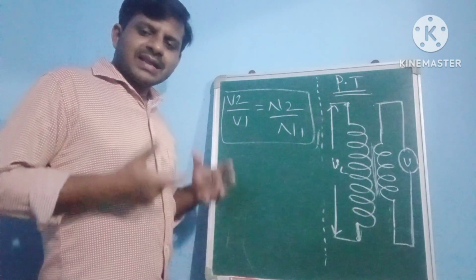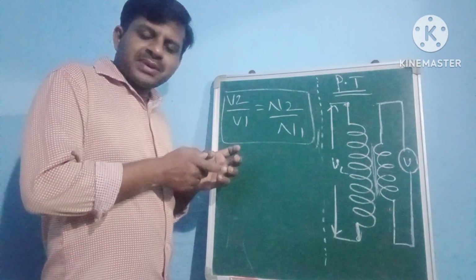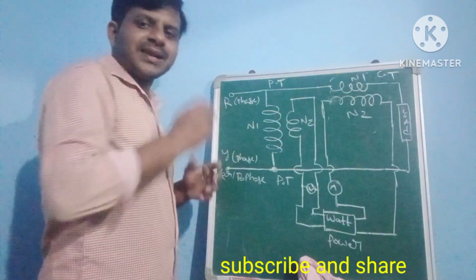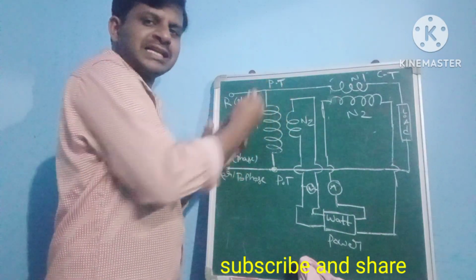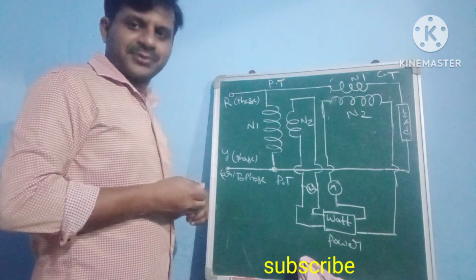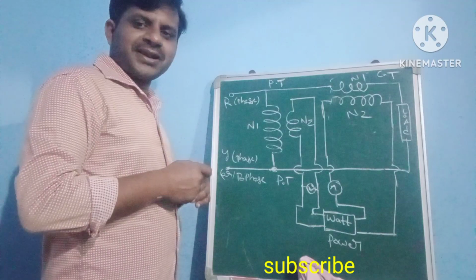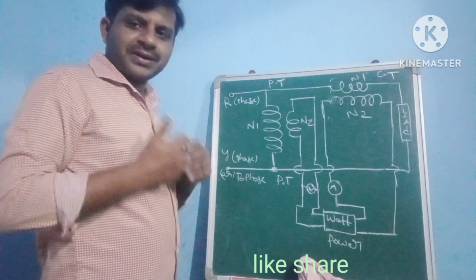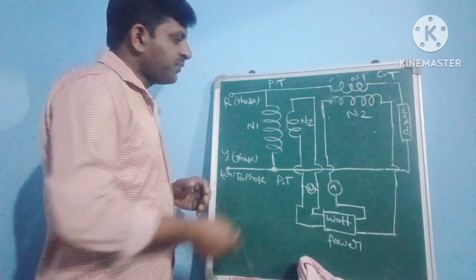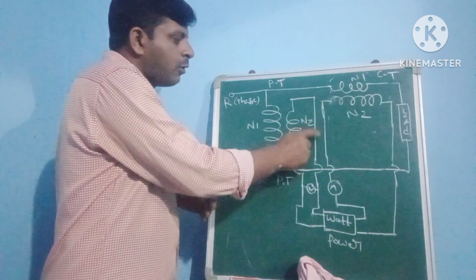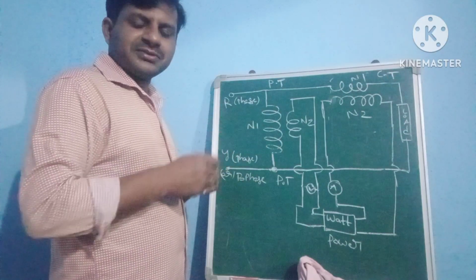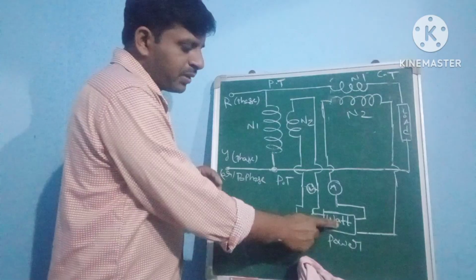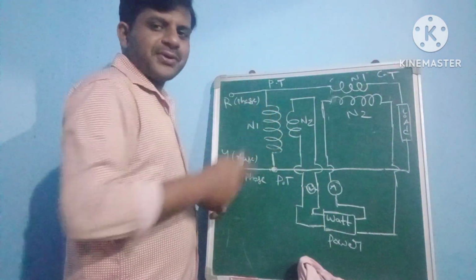Coming to the combination of both the current transformer and the potential transformer, let us see the main diagram. This is the entire representation of both the potential transformer and the current transformer. With the combination of both, the resultant output we are getting is power. The potential transformer gives the voltage output, and by the product of both voltage and current, we get power. That power can be measured with the help of a wattmeter.